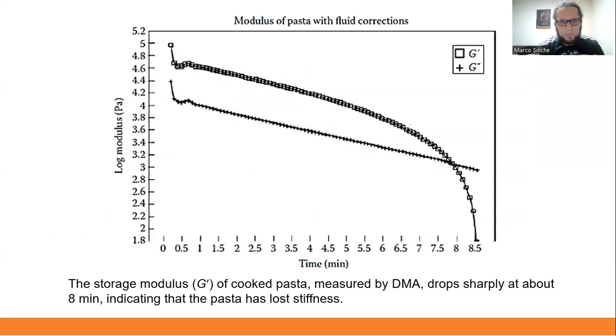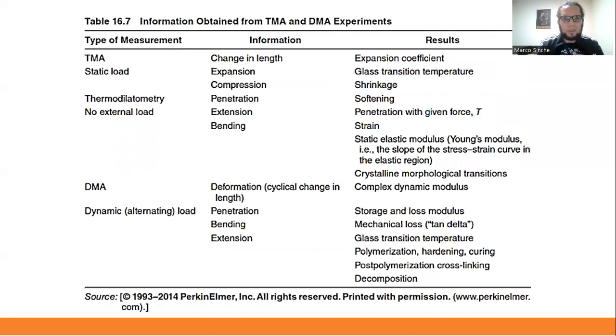In this graph, we could see these curves. The storage modulus, or G prime, of cooked pasta drops very sharply at about 8 minutes at the end of this graph. So the indications for the customer will say, do not cook over 8 minutes. Finally, we can compare these two techniques that are similar in order to understand a little better their differences and similarities, and the types of results that one could get from them.